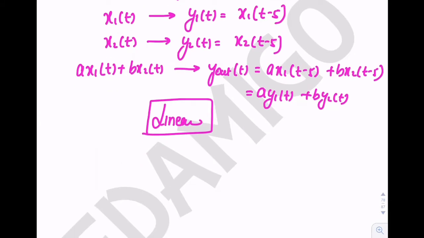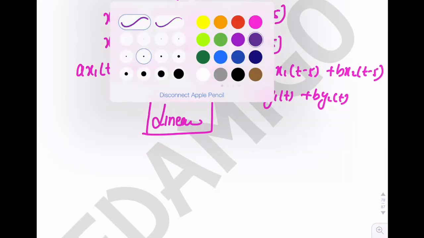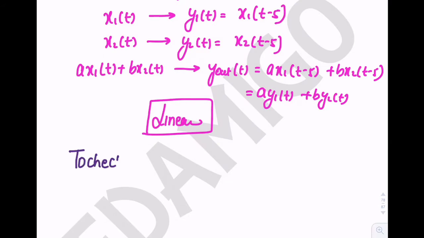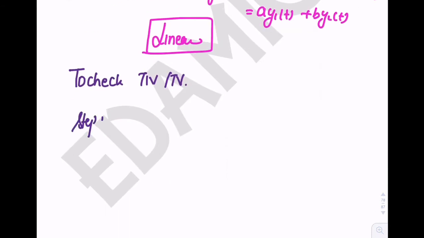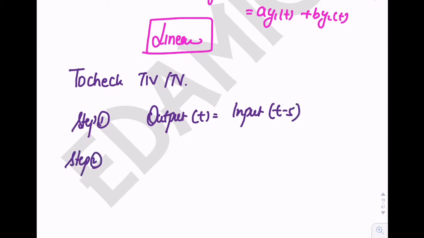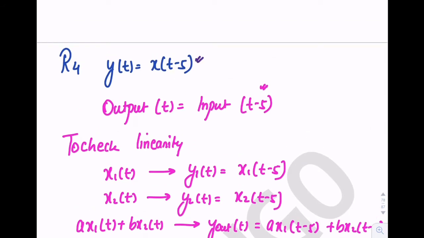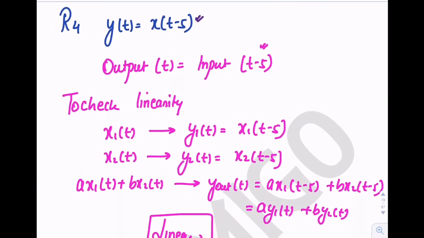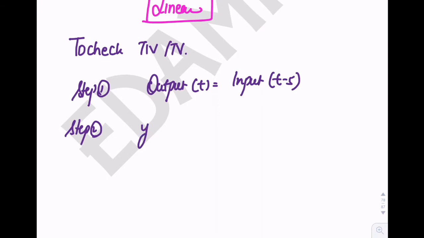Okay, now to check time invariance, step 1 is output y(t) is equal to input x(t minus 5). Step 2, to find the delayed output, we will simply replace t by t minus tau in this whole expression. So we will get y(t minus tau) is equal to x of t minus 5 minus tau.